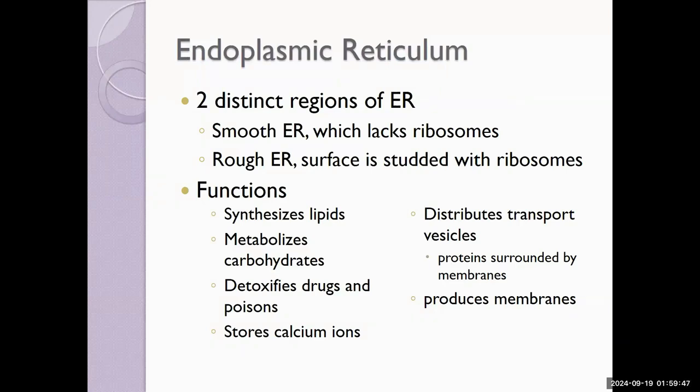It has two distinct regions, a smooth section and a rough section. The rough section gets its name because it is rough or bumpy, and these are in reference to the physical ribosomes attached to the endoplasmic reticulum.